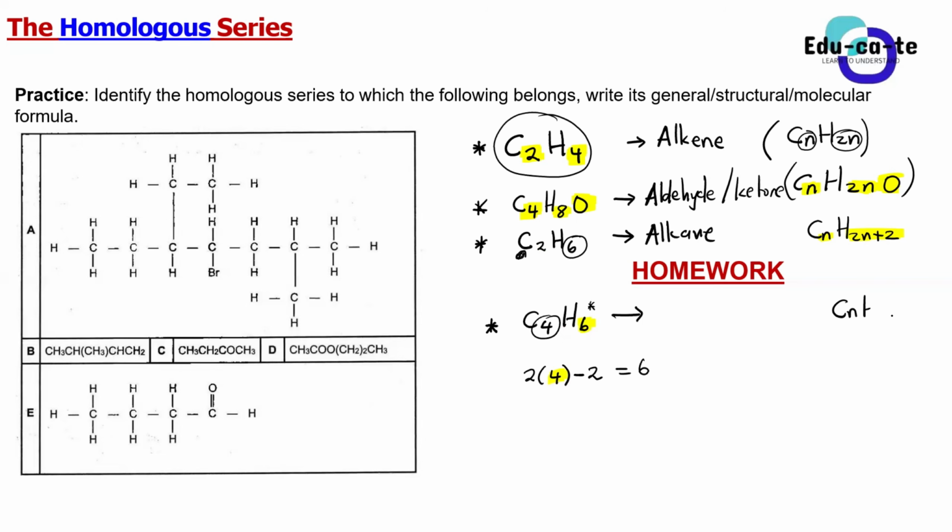In alkynes, you say CnH2n minus 2. So what does this general formula mean? I repeat for the millionth time: when you've got a certain number of carbon atoms, to find the number of hydrogen atoms, you say 2 times the number of carbon atoms minus 2. This is exactly what we did here for this compound. So we've figured out that this will fall under alkynes.